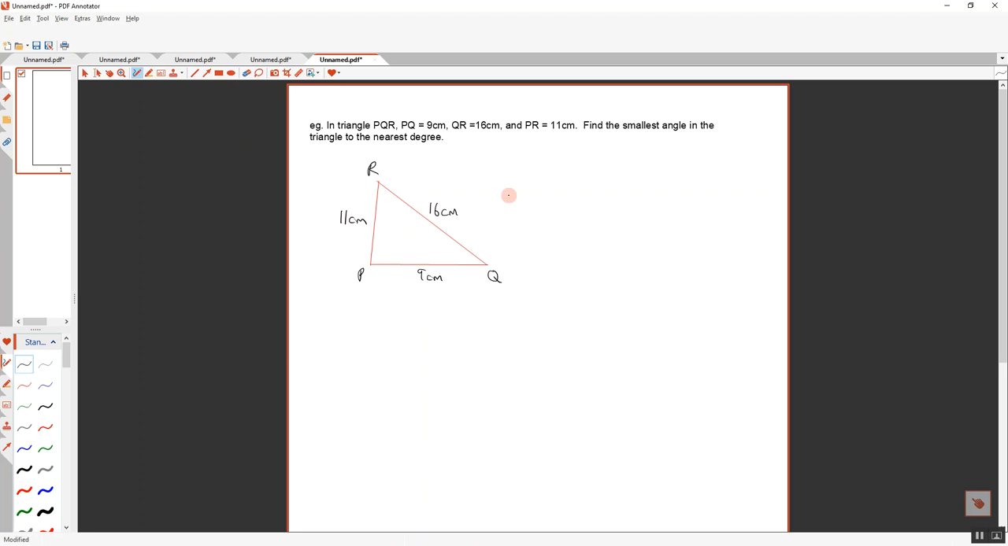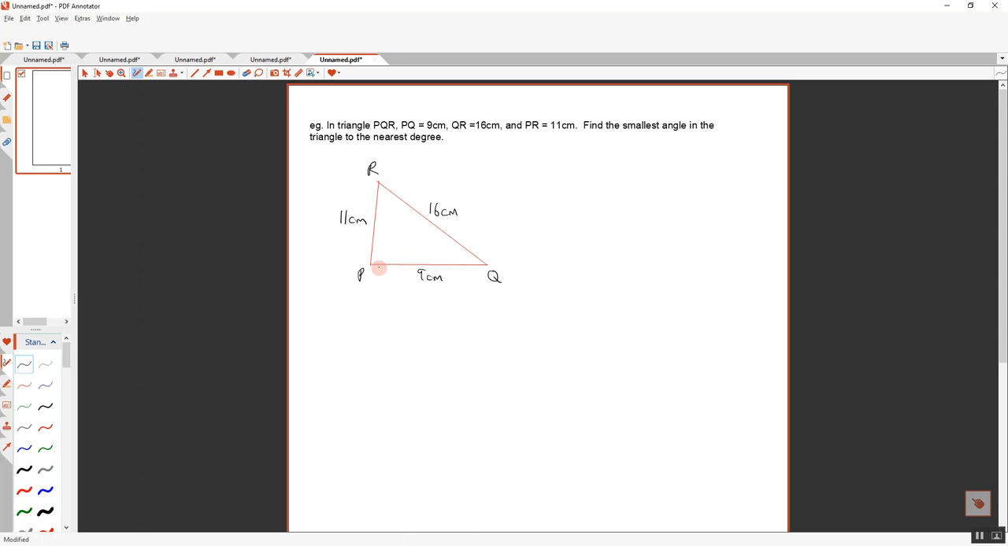Now, so there's my diagram. We have to find the smallest angle in the triangle. So which one of these is the smallest angle? Looking at my diagram, this one looks like the biggest, then this one looks like the next biggest, and then this one looks like the smallest. However, that is not the case. Why not?